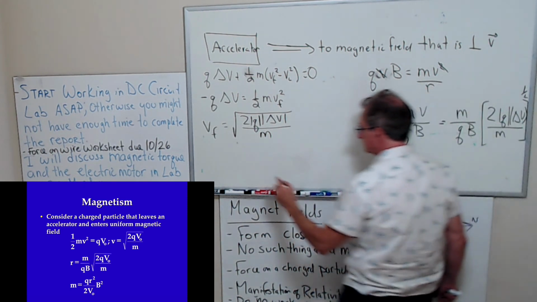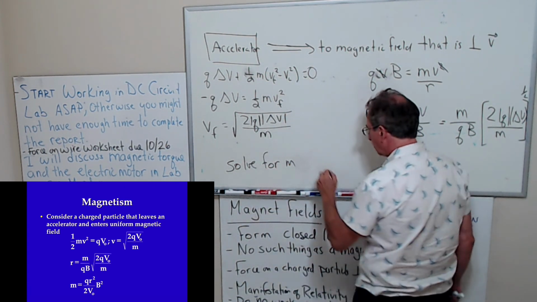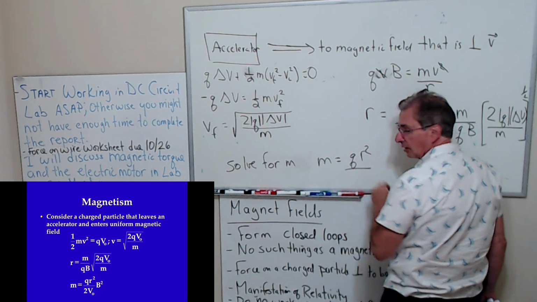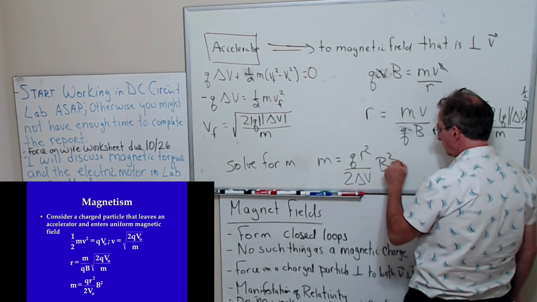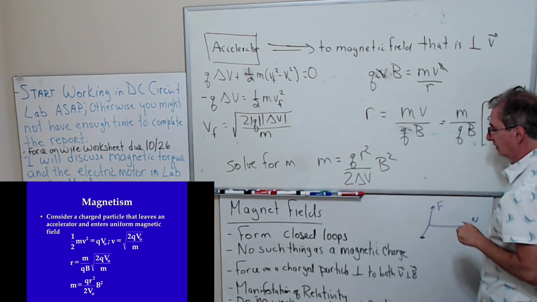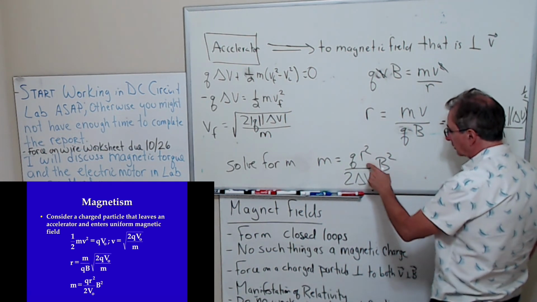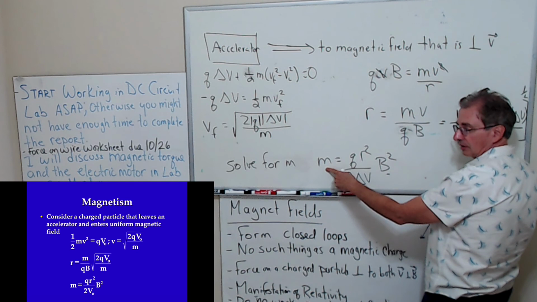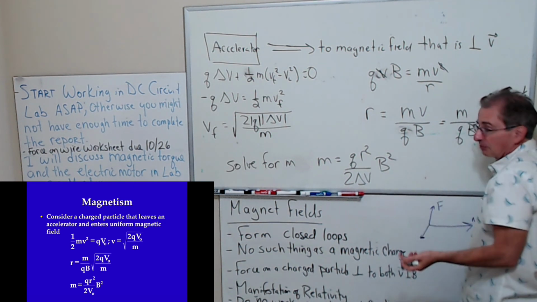You can also solve for m. If you rearrange this and solve for m, you'll get q r squared over 2 delta V, and again, I'm going to keep these numbers positive, B squared. If you take this and solve for m, you get that. And so for a particular B, the particles will have a particular radius of curvature for a particular m. So this really forms the foundation of doing mass spectroscopy.